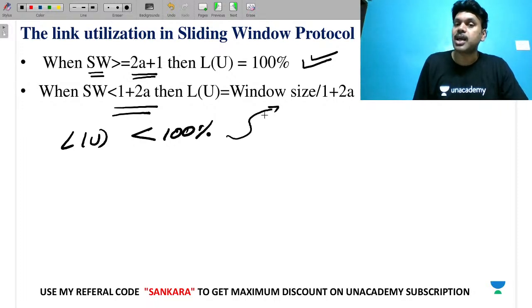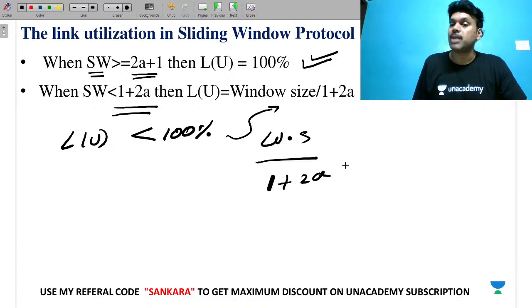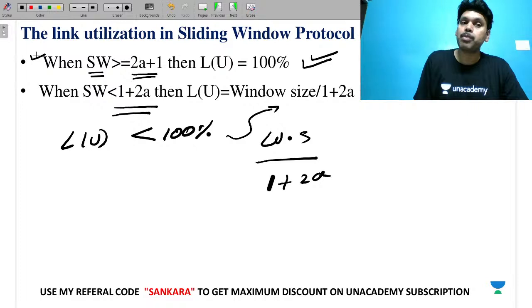How much less than 100% can be calculated like this: your window size divided by 1 plus 2a. This is how you calculate the efficiency for the sender side. This is a very important equation.